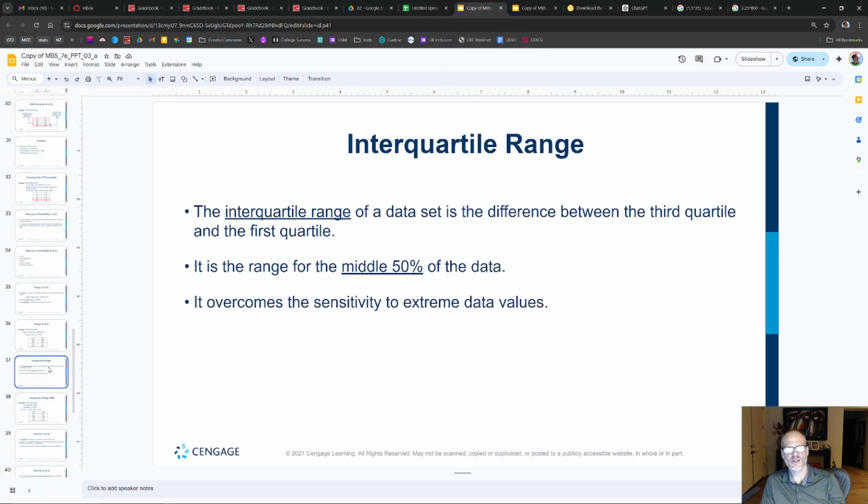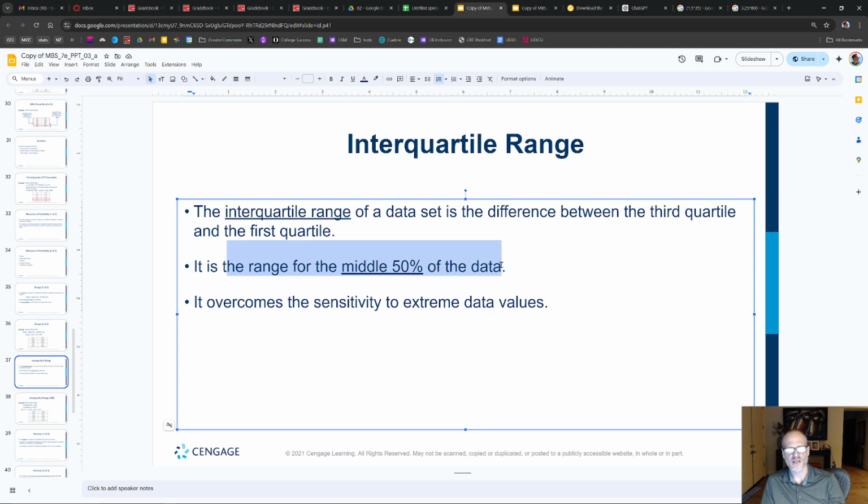And then we have the interquartile range. We already talked about this, but we're going to go through it because repetition is the mother of mastery and practice makes progress. And the more you're exposed to something, the more it seeps into your brain. The interquartile range of a data set is the difference between the third and first quartile. It is the range for the middle 50% of the data.